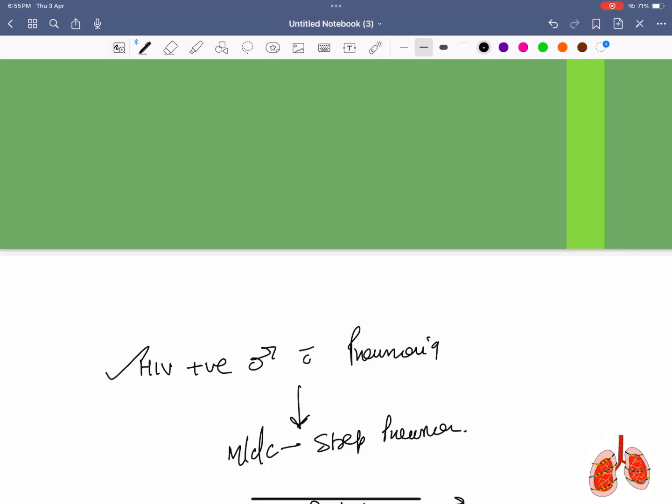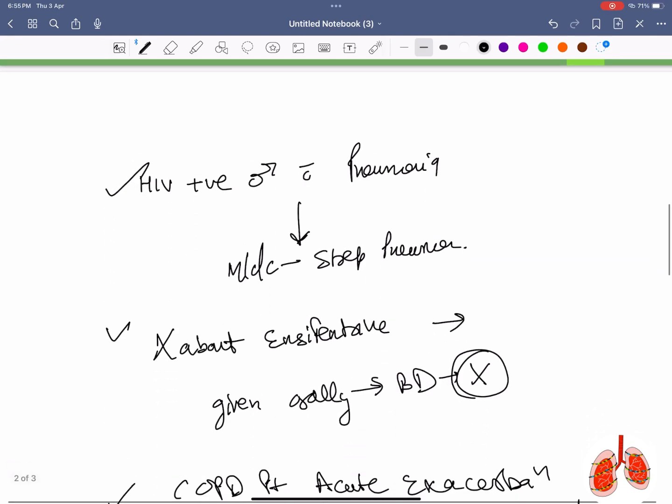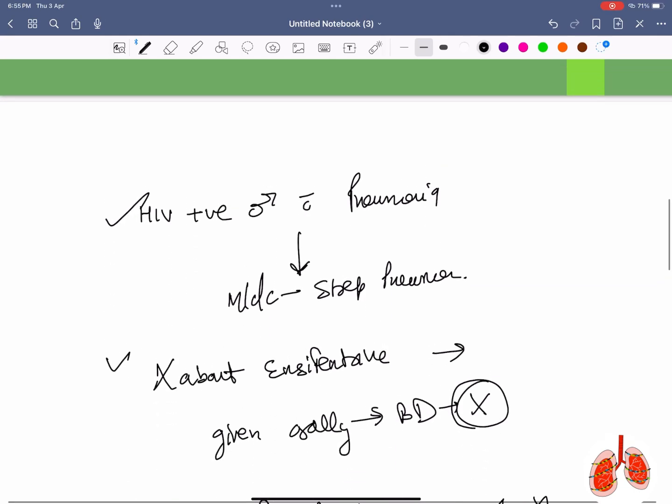I'm discussing around 80 questions that came in NEET SS 2025 in respiratory medicine. HIV positive male presenting with pneumonia, most common cause is Streptococcus pneumoniae. Legionella pneumonia can be present in HIV patient, but that is not the most common cause. Wrong about ensifentrine. Ensifentrine is given by inhalation.